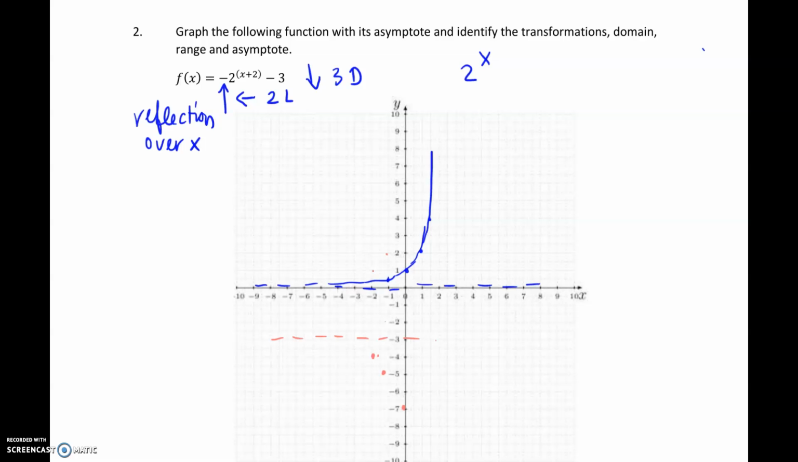Our logarithm has a vertical asymptote. Our exponential function has a horizontal asymptote. So our graph looks like this.